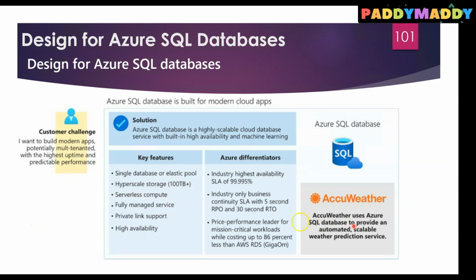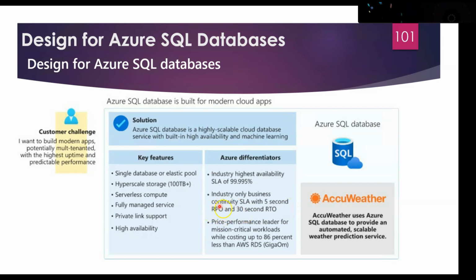They no need to take the headache of managing the service, and they also use private link support and high availability. And among the Azure differentiators, when you compare with others, you have the industry highest availability SLA of 99.995. So this is the highest percentage compared to any other competitors, and the industry's only business continuity SLA with a 5 seconds RPO.